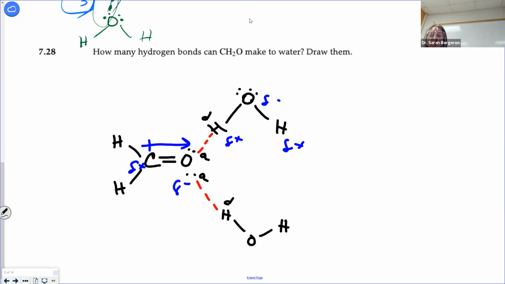Can my hydrogens that are over here on the carbon, can these be donors? I see people shaking your heads, and that's correct. Why can't these be donors? Are they bonded to an electronegative element? No, they're bonded to carbon. So they're pretty happy. They're pretty close in electronegativities. So this cannot be a donor. So how many hydrogen bonds can CH2O make with water? Only two.